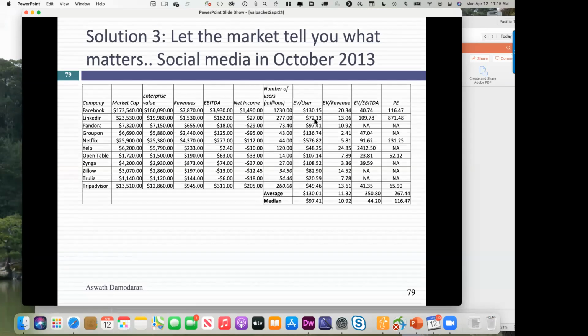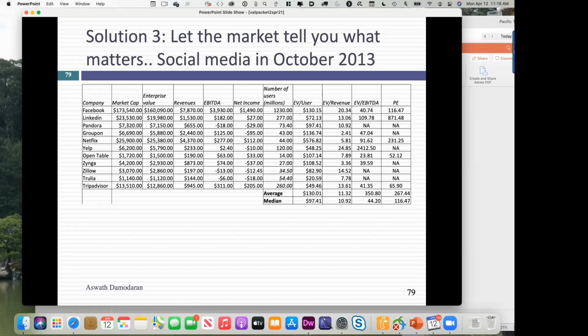In 2013, Facebook had about 1.23 billion users, and Yelp had only about 120 million users. So basically for each company, I collected the number of users. Then I did a bunch of multiples, EV to sales, EV to EBITDA, EV to EBIT, EV to user. You can compute EV to any number, right? There's no theory here. And the question you're asking is, which one of these best explains these companies?